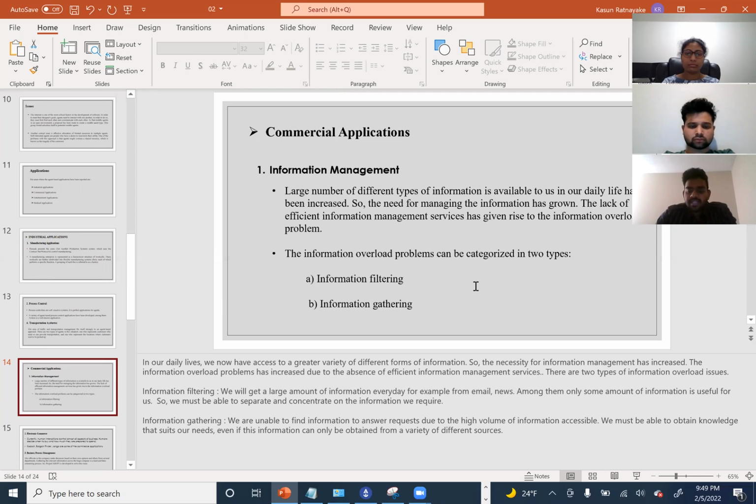For example, from email, from news. Among them, only some amount of information is useful for us. So we must be able to separate and concentrate on the information we require. Information gathering is when we are unable to find the information to answer requests due to the high volume of information accessible. We must be able to obtain knowledge that suits our needs, even if the information can only be obtained from a variety of different sources.